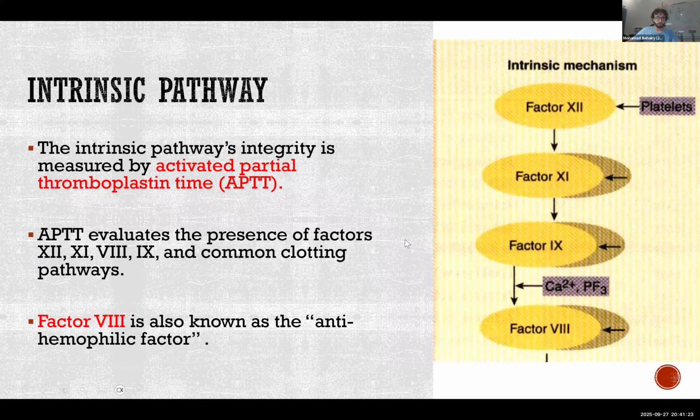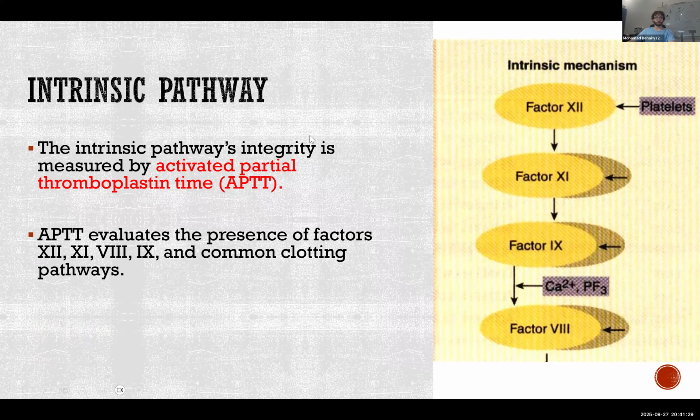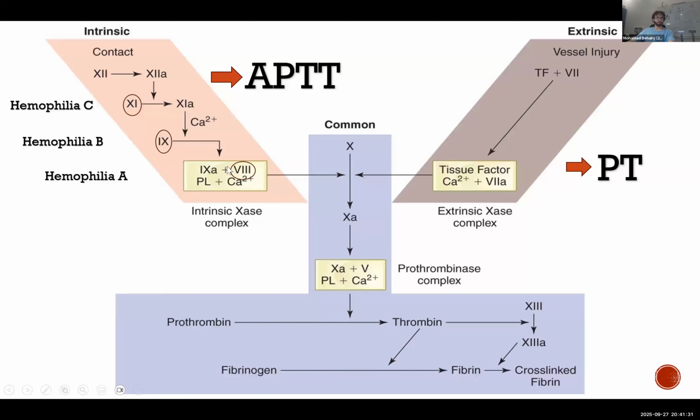Remember how we were talking, common will be damaged both ways. Exactly. Guys, do you remember how we said in the intrinsic pathway, every factor can cause a certain hemophilia if it's not there? Factor 11, hemophilia C. Factor 9, hemophilia B. Factor 8, hemophilia A. I want you guys to remind me, which factor deficiency is the most common to cause hemophilia in general? Yes, factor 8.